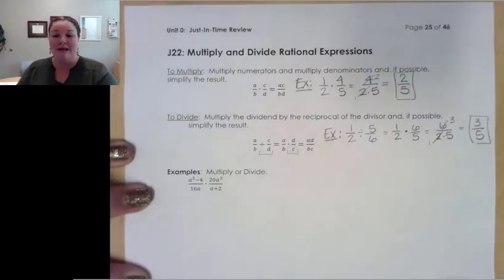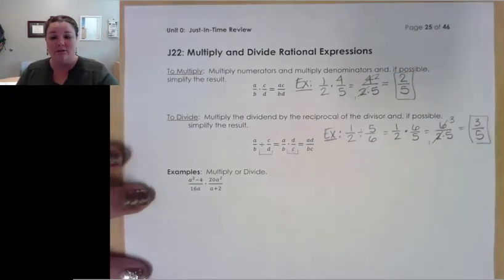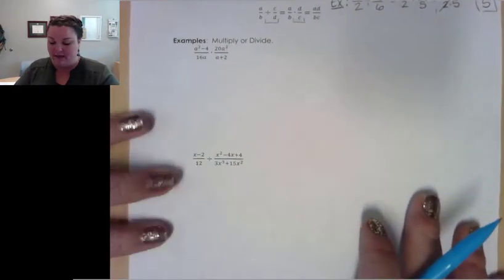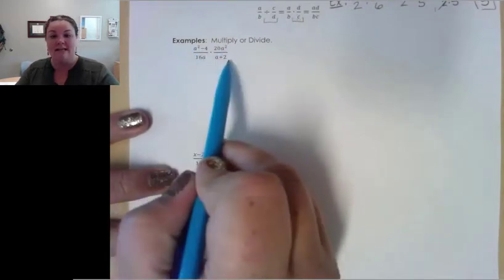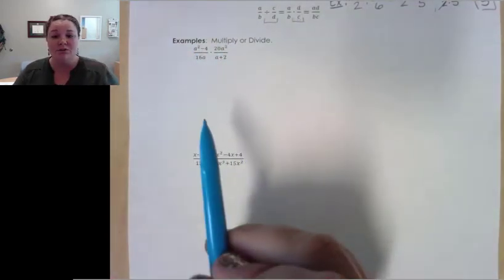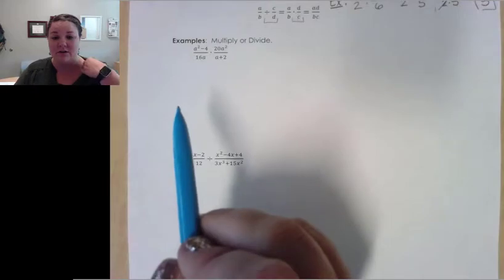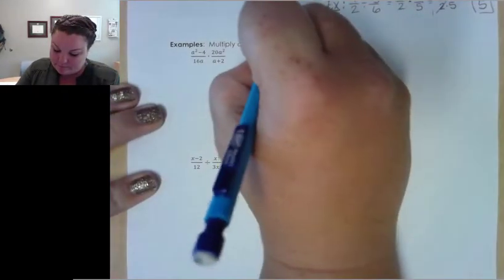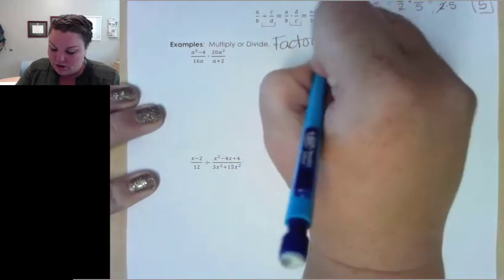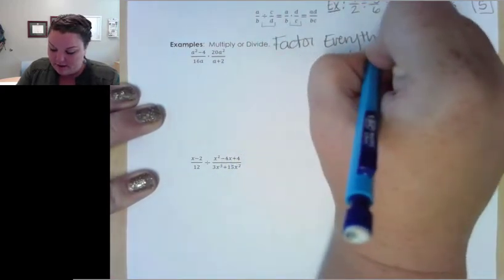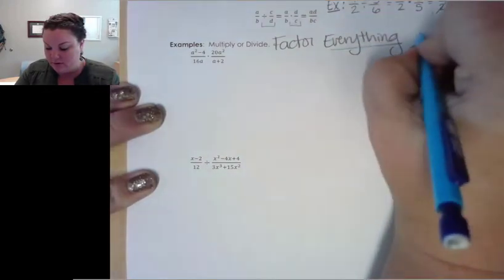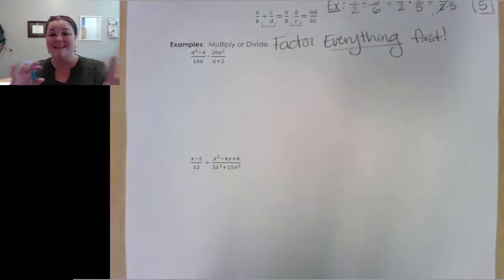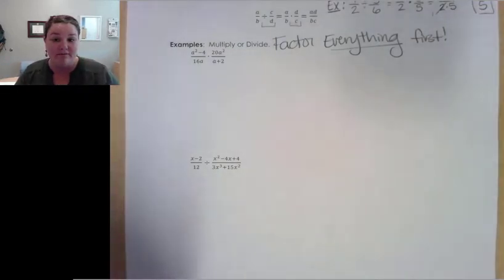So I want to apply this same idea to rational expressions. If I am multiplying, I want to multiply straight across and then reduce. Now, in order to reduce, everything has to be fully factored. So I'm actually going to factor everything first. If we factor everything first, then it's really easy to see if we have any common factors to reduce.